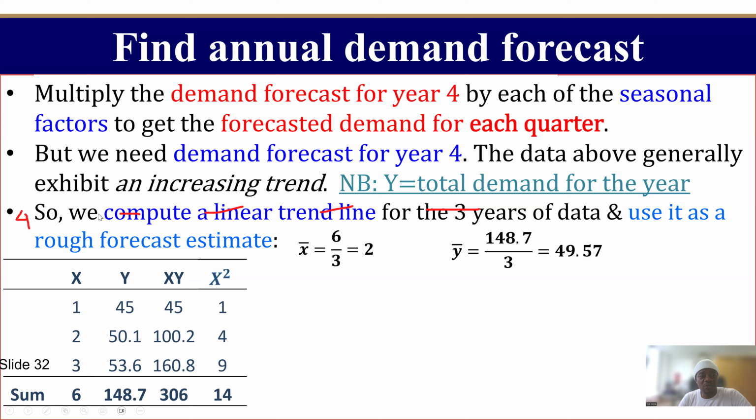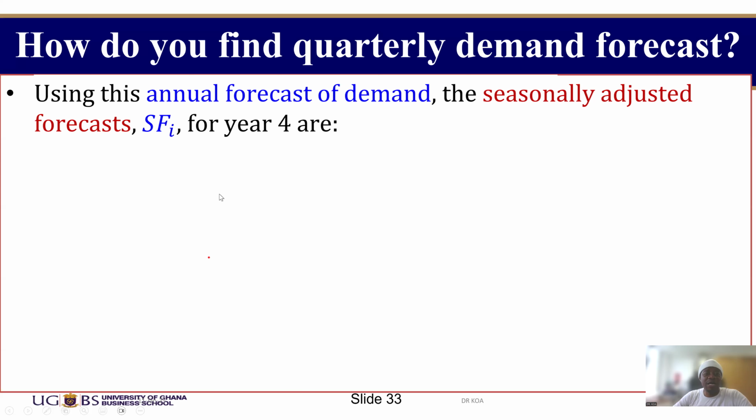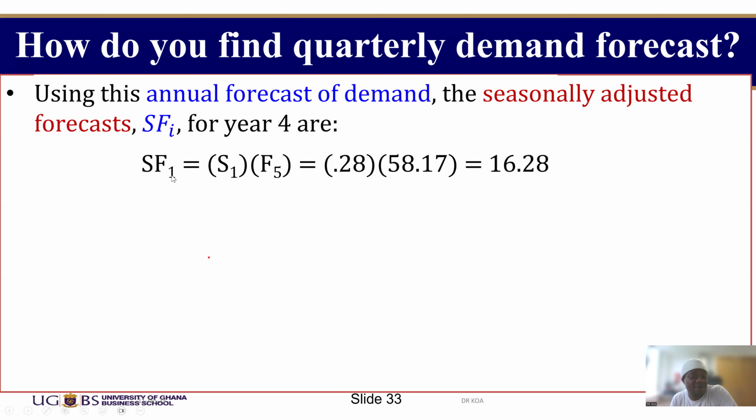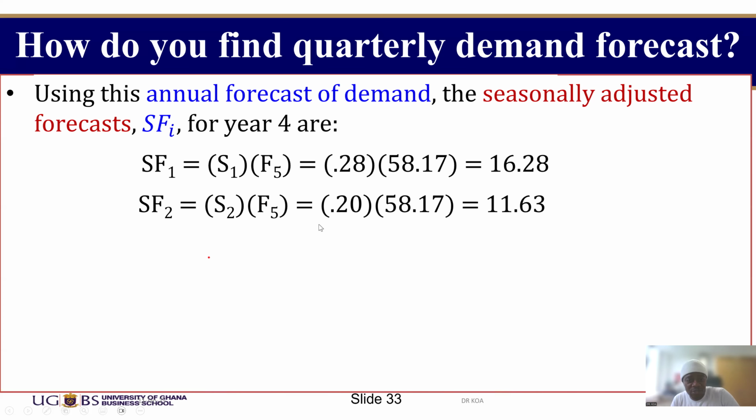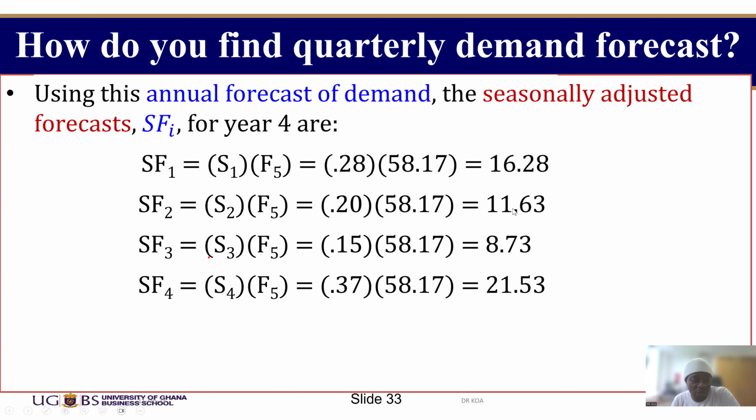So how do you do that? You take each one and multiply it by that. We're going to calculate for year four for the first quarter. This is SF1 for quarter one. We take the 58 and multiply it by the seasonal factor. Quarter two, we take the same 58, which is the yearly or annual forecast of demand, and multiply it by the seasonal factor. We do the same for the next ones, and watch it carefully.